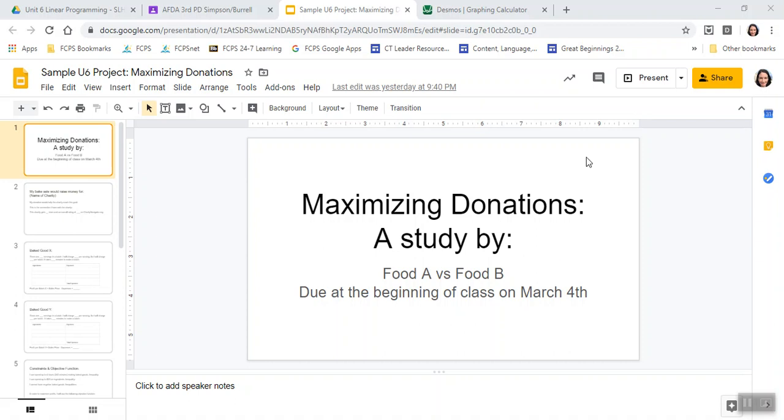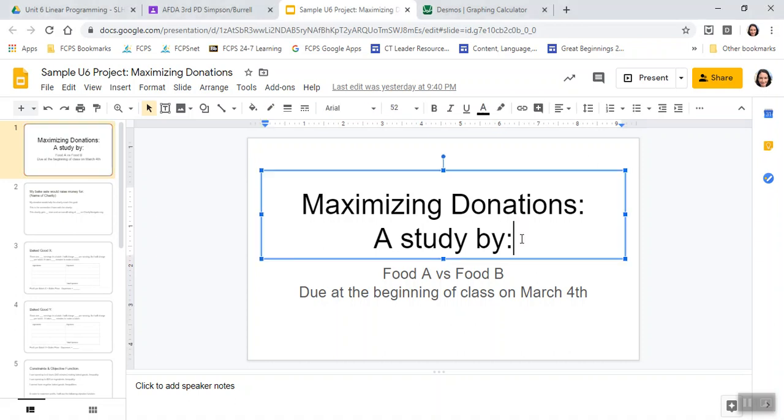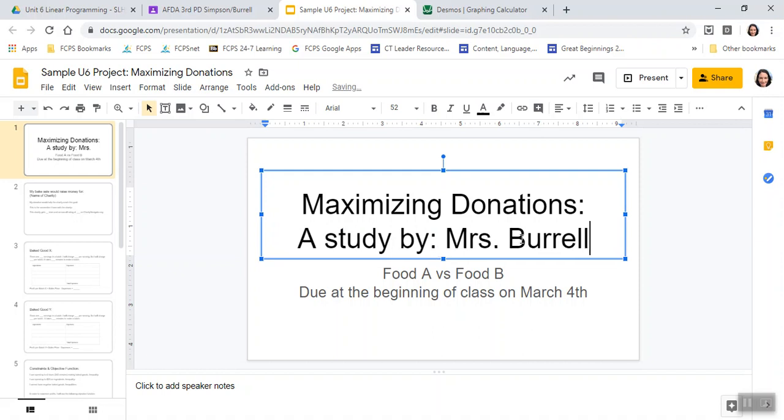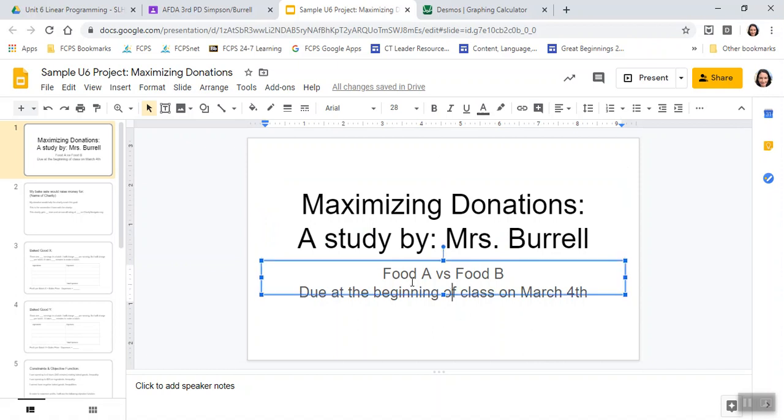On the first slide, it says maximizing donations, a study by, and you'll put your name, and if you're working with a partner, you'll put your partner's name as well. You and your partner should be working on the same document. If you need help with that, please ask me. Down here, it says food A versus food B. So you need to figure out which foods you're going to make.